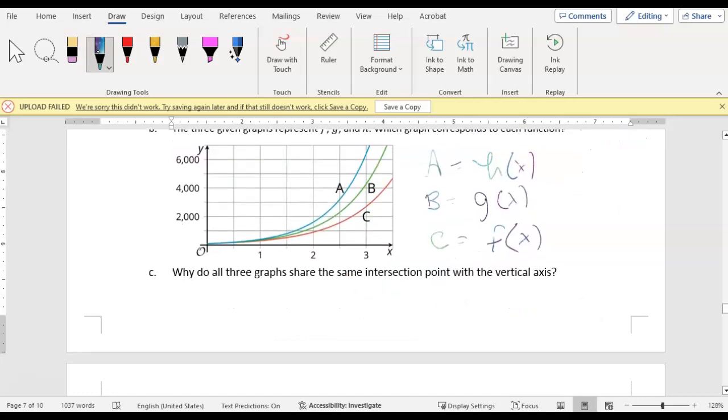Why do all three graphs share the same intersection point with the vertical axis? Meaning, why do they all have this same y-axis intersection, or y-intercept? And that is because all have the same starting value.